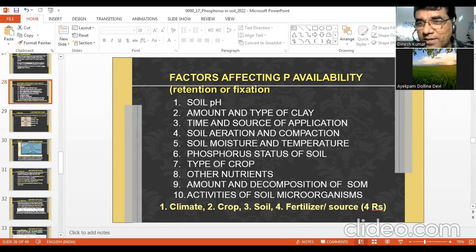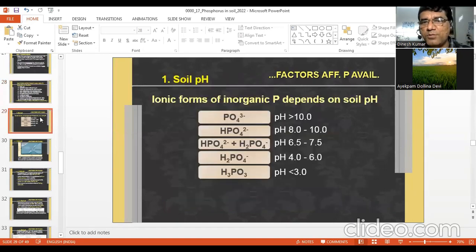Next is your fertilizer factors, meaning source. Source will affect the availability. We will discuss in detail how the source of fertilizer will affect the availability. Maybe your time, method, rate of application. So these are the factors, you can summarize them. And now we start with soil pH.